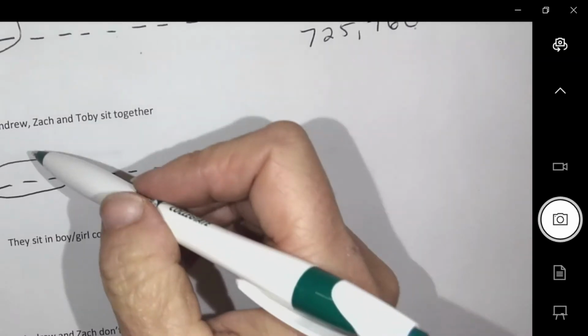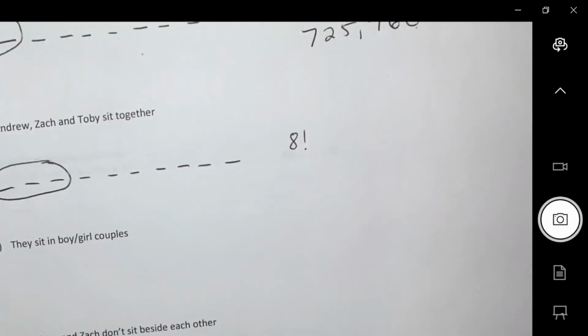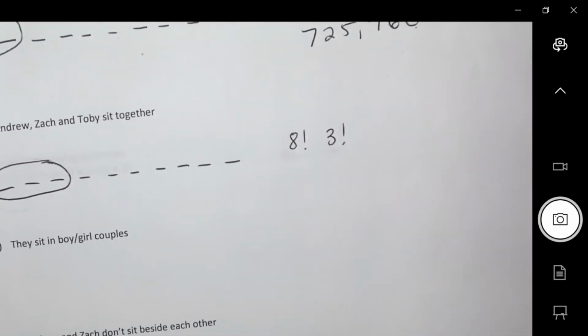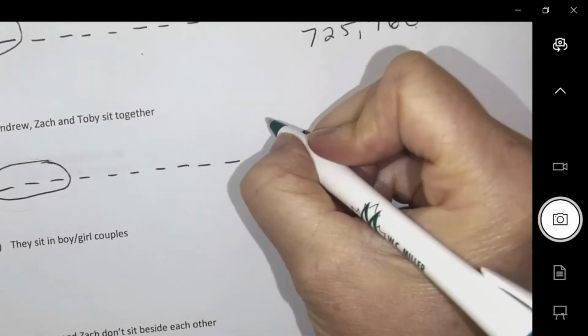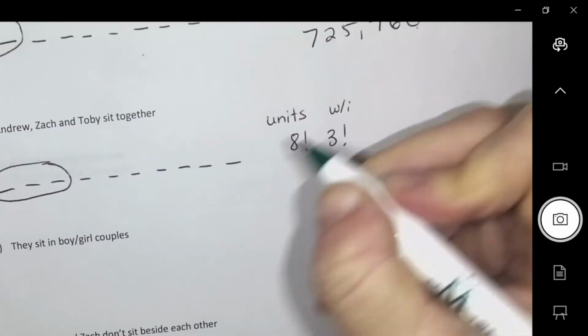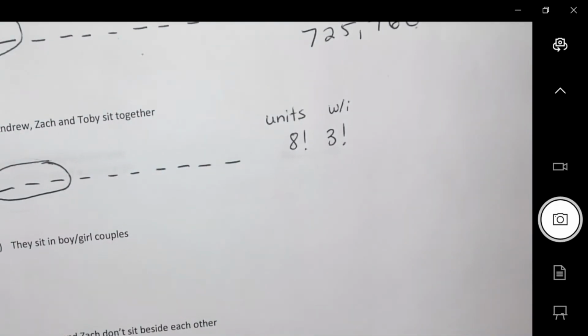Then what could the three of them do within themselves? So it's saying to you, how many units are you moving around? And then within the units. So that's the strategy on these questions. How many units are you moving around? And then what's going on within each unit.